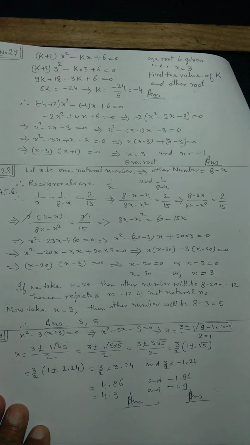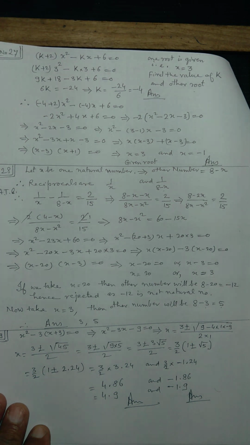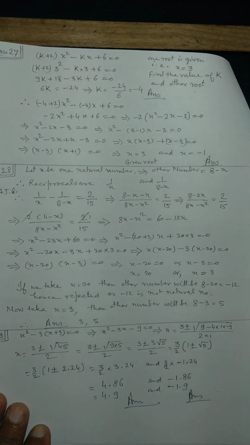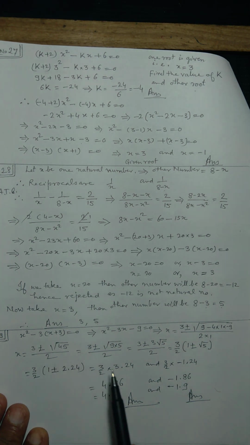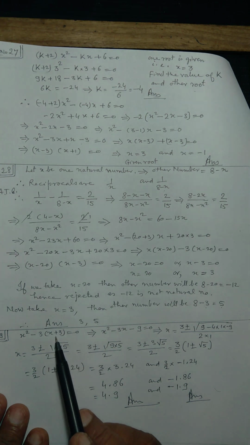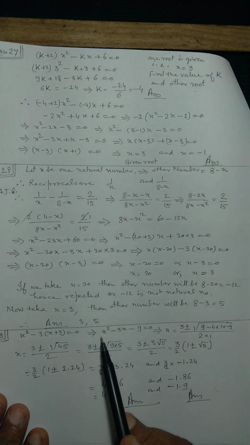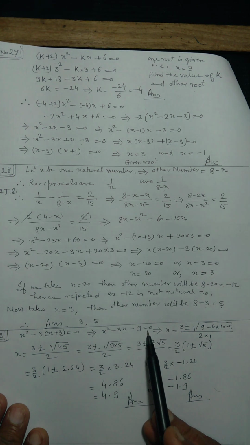Now proceed to question number 29. Solve the quadratic equation x square minus x plus 3 in brackets, equal to 0. Give your answer correct to two significant figures. Now you see x minus 3 inside the bracket x plus 3 equal to 0. Now open this bracket, you get x square minus 3x minus 9 equal to 0.